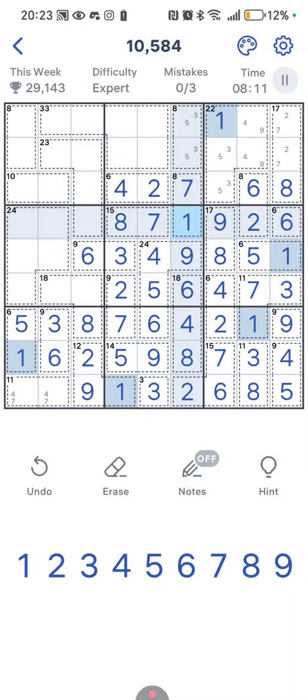So, 1. Scanning says there's only one place. 1, 2, 3, 4, 5, 6, 7, 8, then 9.